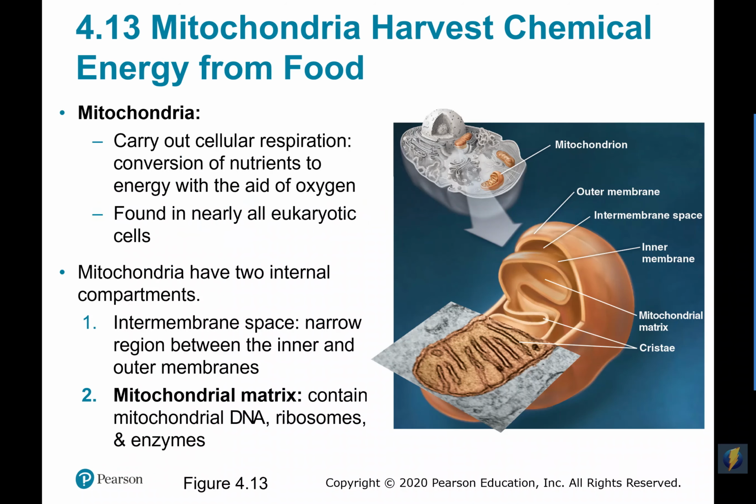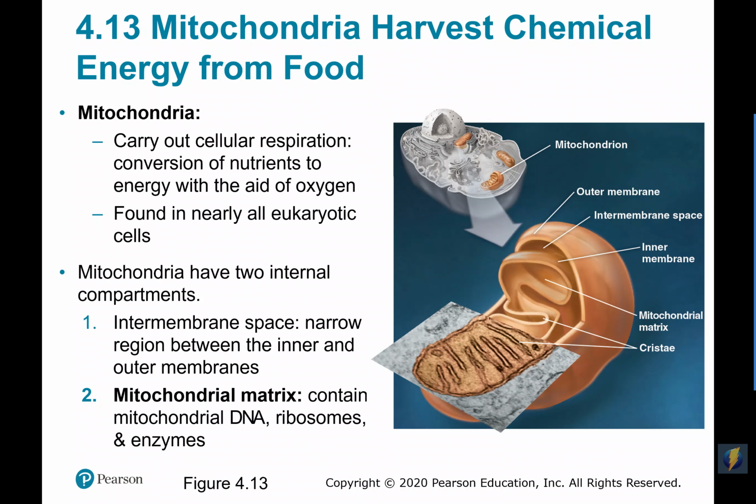There are two of them. The first, which is in all of the eukaryotic cells, is what we call mitochondria, mitochondrion singular. And what mitochondria do is something called cellular respiration. It's actually aerobic cellular respiration, so it requires oxygen. We take nutrients like sugars and carbohydrates and proteins, and with the aid of oxygen, we turn them into energy, usually in the form of a molecule called ATP, adenosine triphosphate.